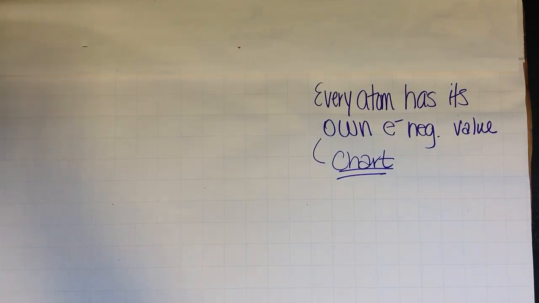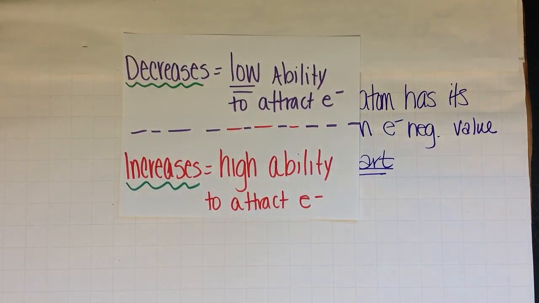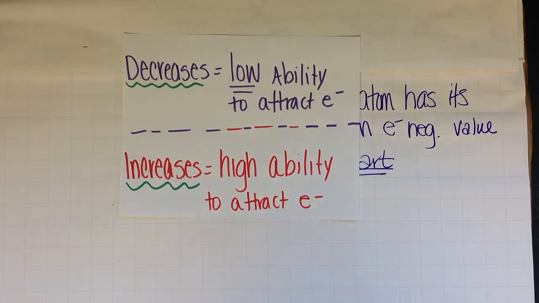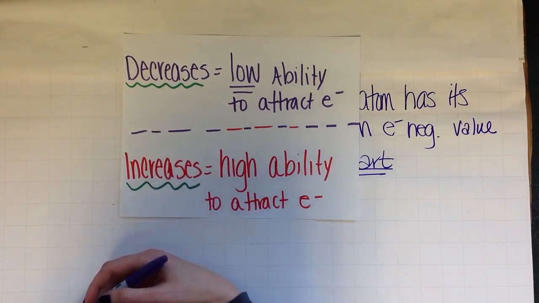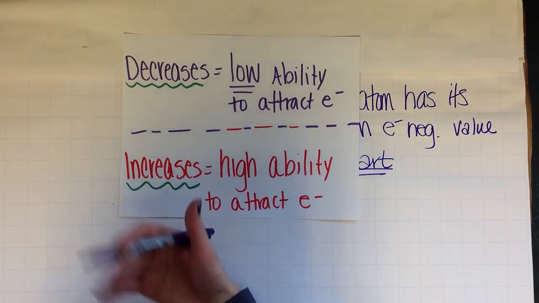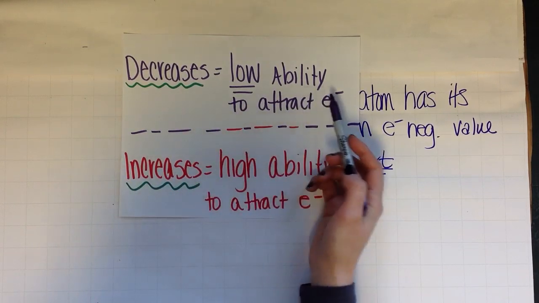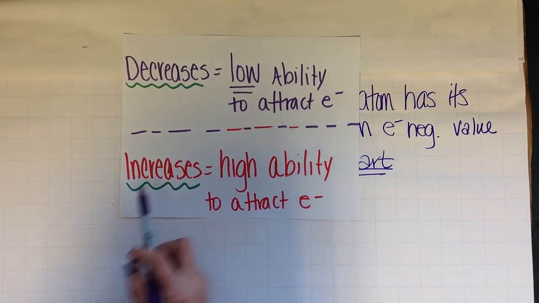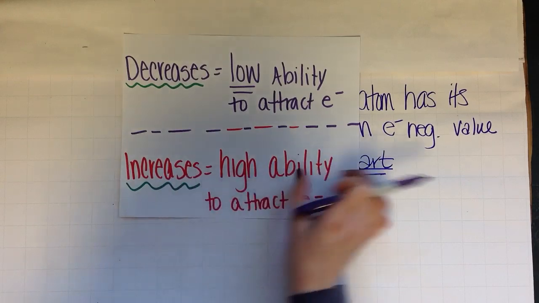All right, but what about the trend? Let's talk about the electronegativity trend. In order to do that, let's talk about what it means when we say electronegativity decreases versus electronegativity increases, because that's the way we're going to discuss trend. My trend is going to be looked at across my periodic table and down my group, and I'm going to either talk about that trend increasing or decreasing. When I say my electronegativity decreases, that means I have low ability to attract an electron to myself. When I say my electronegativity increases, it means I have a high ability to attract an electron to itself.